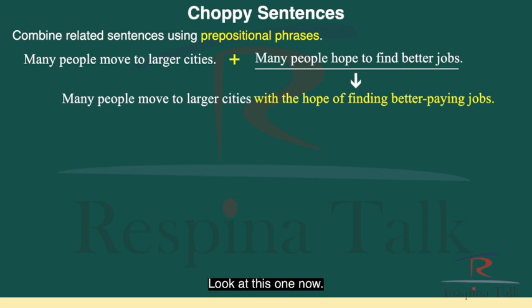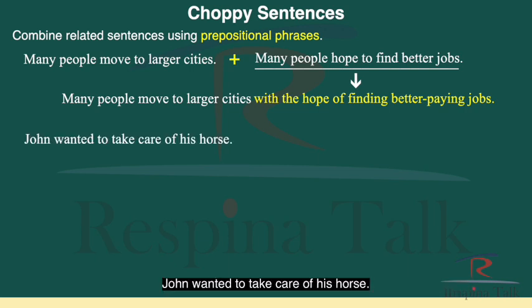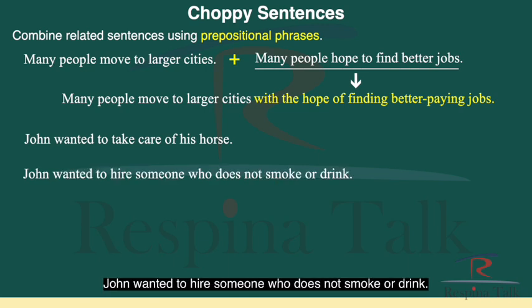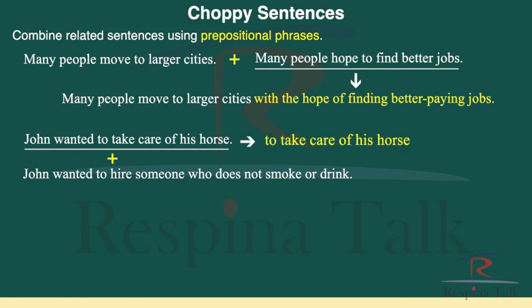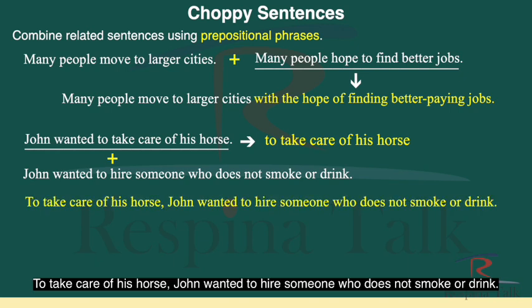Look at this one now. John wanted to take care of his horse. John wanted to hire someone who does not smoke or drink. Now, to combine these sentences, we can change this to "to take care of his horse" and add it to our main clause. To take care of his horse, John wanted to hire someone who does not smoke or drink.